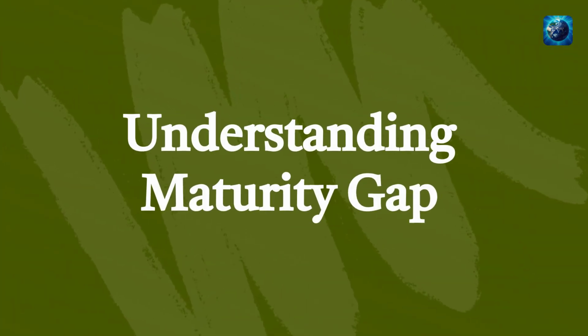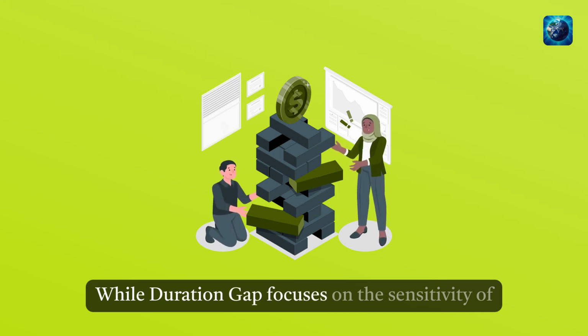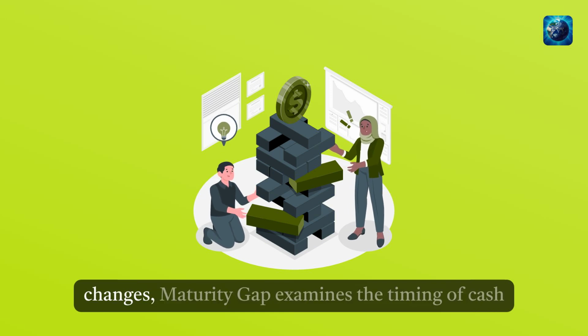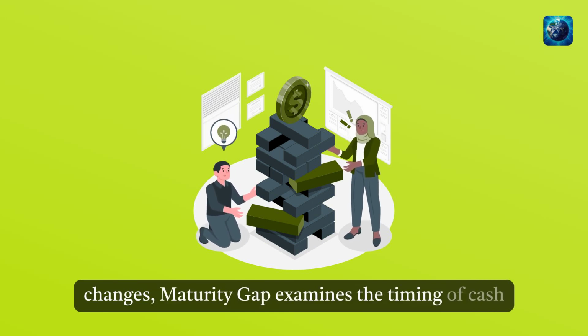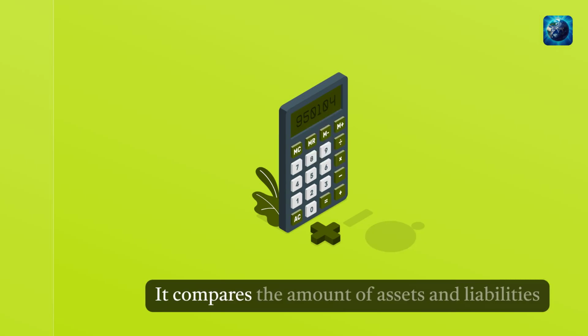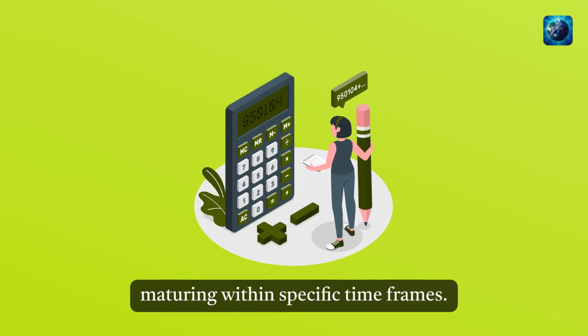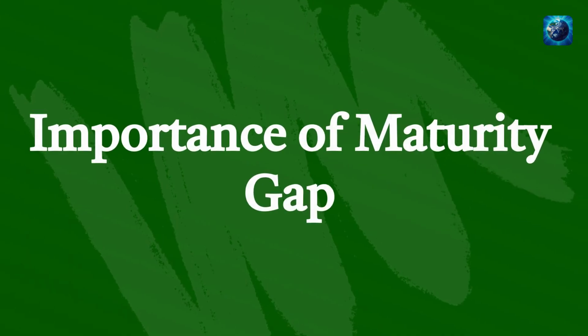Understanding maturity gap. While duration gap focuses on the sensitivity of asset and liability cash flows to interest rate changes, maturity gap examines the timing of cash flows. It compares the amount of assets and liabilities maturing within specific time frames. Importance of maturity gap.